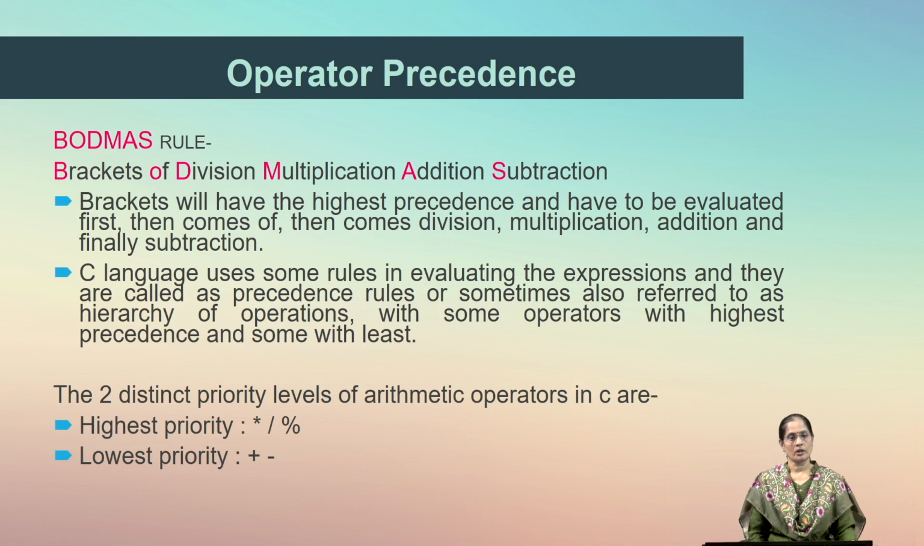The two distinct priority rules with respect to arithmetic operators in C: the highest priority is given to asterisk, I mean multiplication, division and modulo operation, and then the lowest priority is given to plus and minus. It means that if an expression includes arithmetic operators, the highest priority should be given to asterisk, slash and percentage modulo operator, and then the plus and minus operator, if it has any, should be evaluated. So, for following this order or the hierarchy, we use the Bode-Maas rule in case of arithmetic operation.